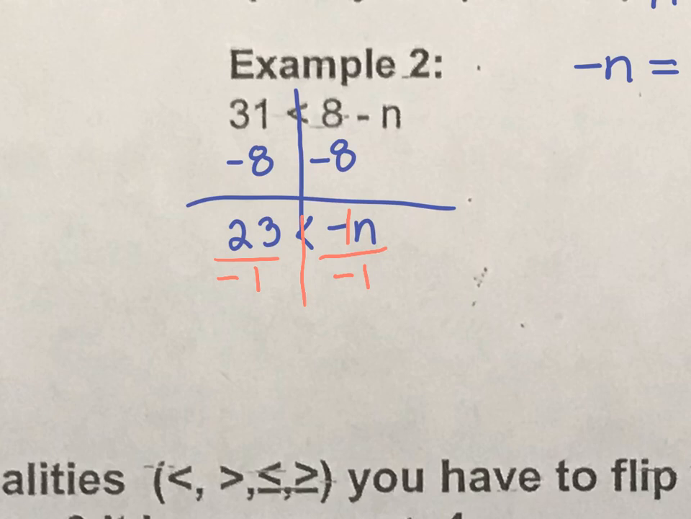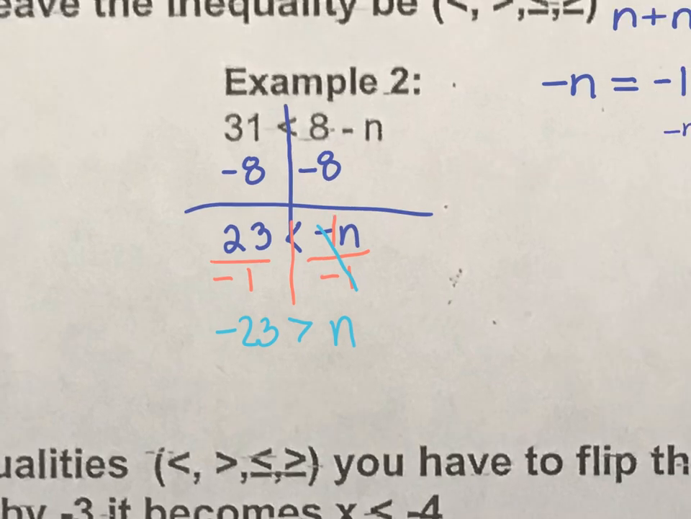So that cancels the negative 1n, or negative 1, and I just have n, and then I have negative 23 on this side. But when I divide by a negative, this is the rule you're going to have to know. When I divide or multiply by a negative, I flip my sign. So it goes from a less than sign to a greater than sign. Okay, and I'm going to show you why.